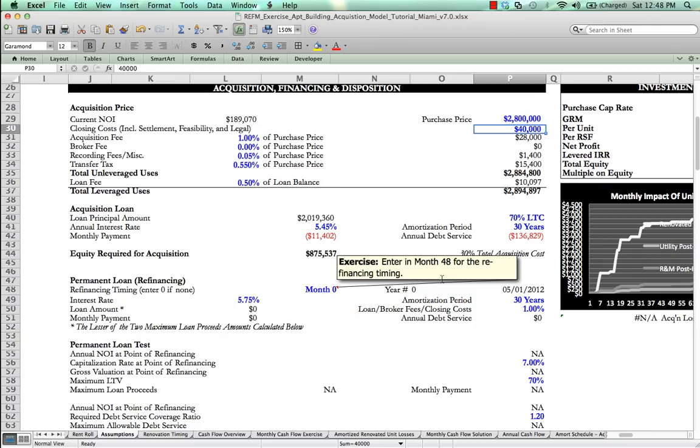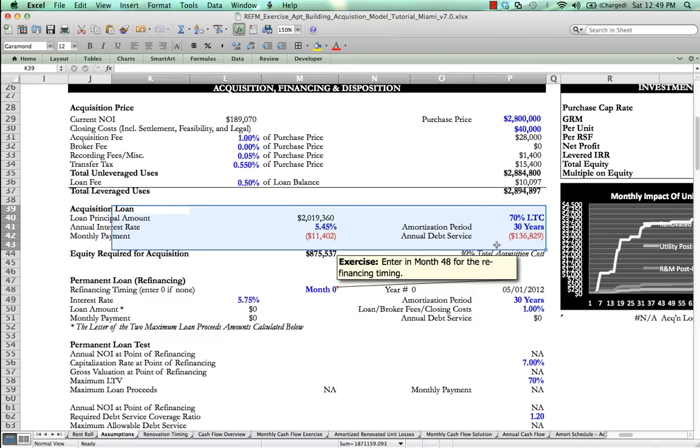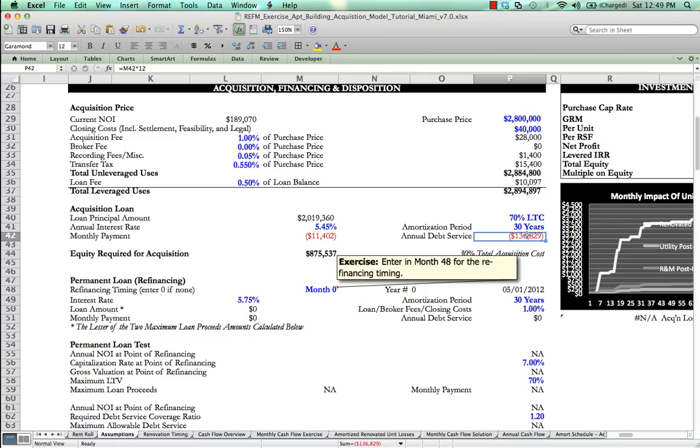So for the acquisition loan, we have an assumption for what we feel that we would be able to achieve. This was given to us by the broker, 70% at 5.45. It's going to be a 10-year loan with a 30-year amortization period. This would be our monthly payment for that, the annual payment there. And this will tell us that on a residual basis, the equity or cash that we need to invest to consummate the transaction would be this $875,537.